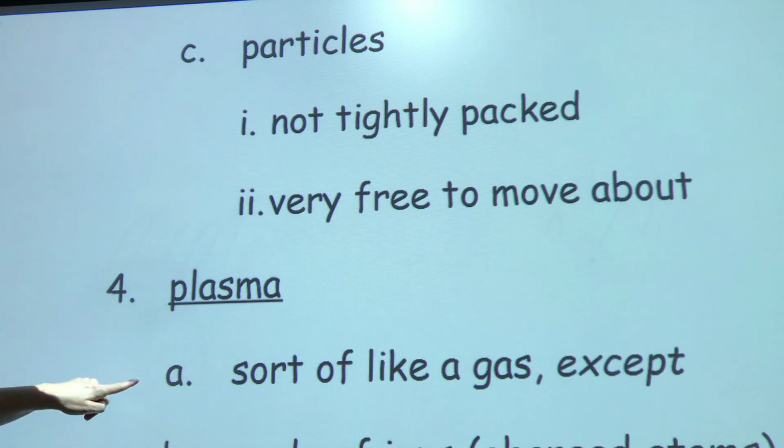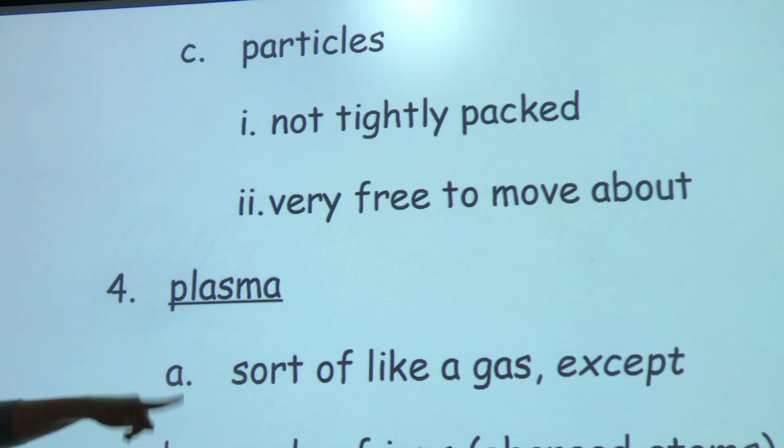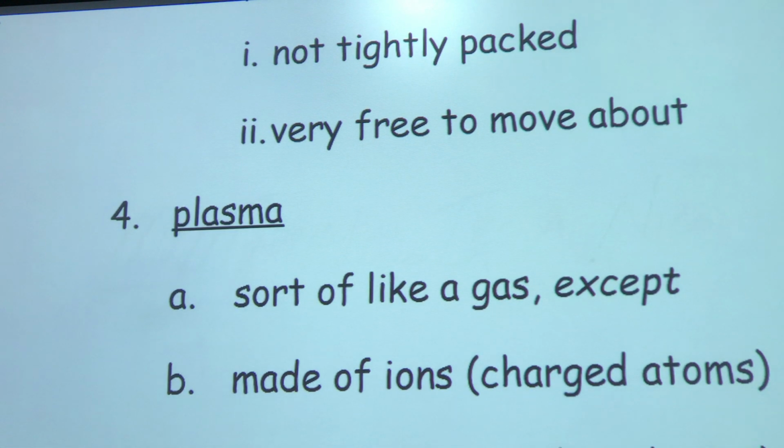It's sort of like a gas. The difference is it's made of ions, which are charged atoms. We're going to talk about those later. Okay, the plasma state exists in extreme situations, extreme conditions, like the sun. Okay, gonna pause.